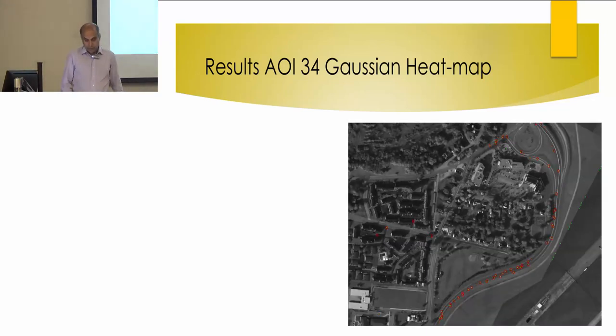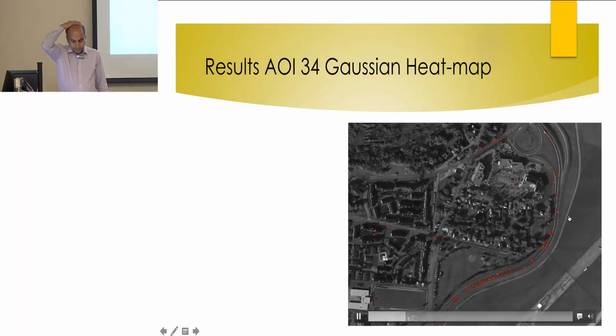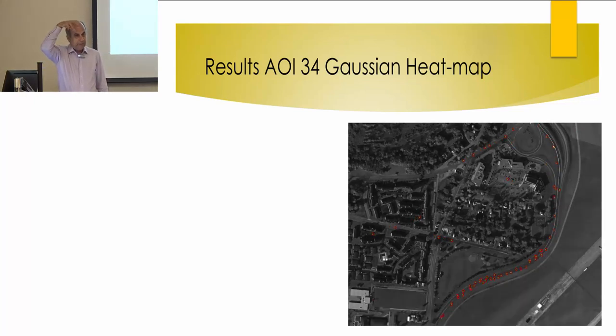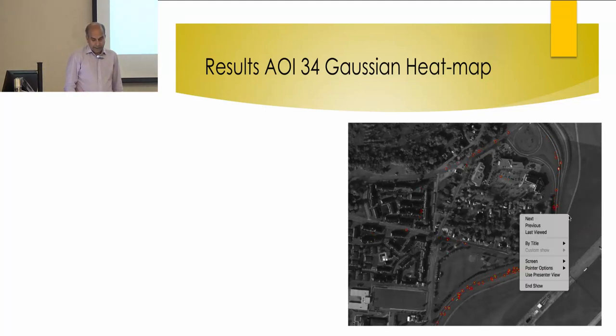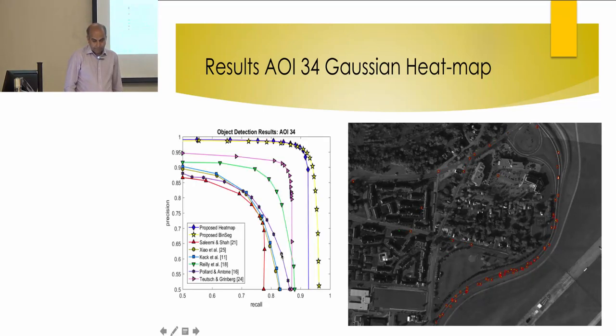So here we are going to show you the yellow circles are what we are detecting, and the green ones are what we are not detecting. These are the results, the recall and precision. That's a metric for computing, and the higher, the better. These are different methods, and this is where we are. We can do much, much better, about 15% or so better.